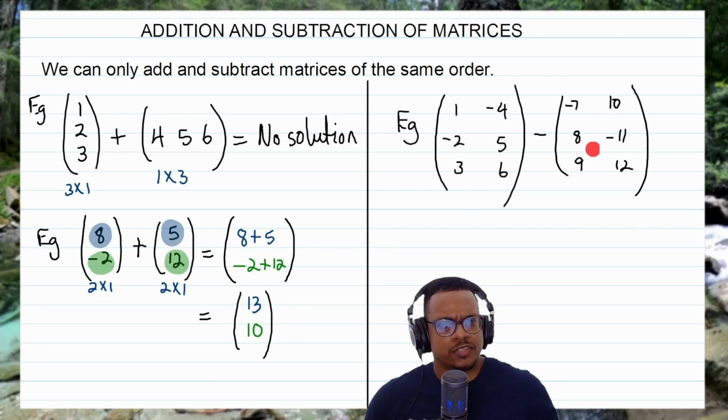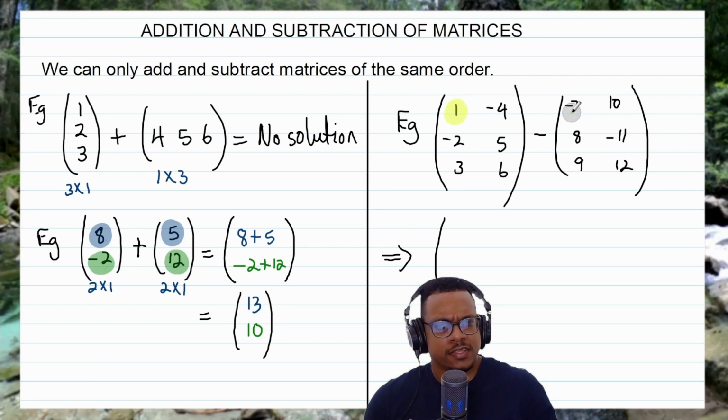So here we have two matrices of the same order. This is a 1, 2, 3 by 1, 2. So this is a 3 by 2 matrix, and this will also be a 3 by 2 matrix because we have 3 rows and 2 columns. So they have the same order, therefore we can subtract them.